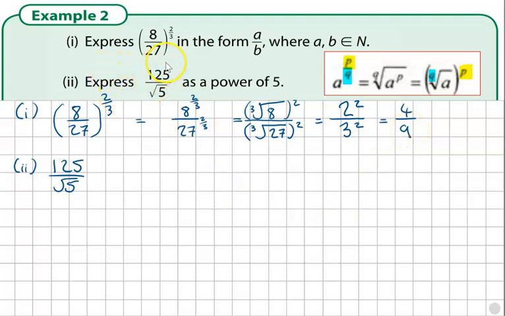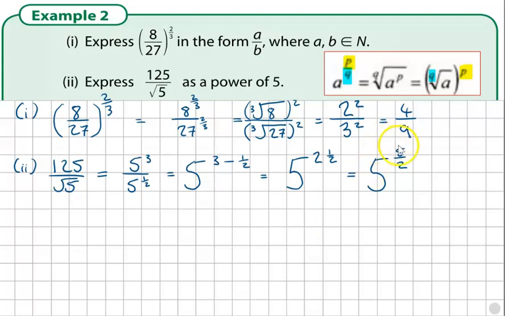Part 2, express 125 over root 5 as a power of 5. We want to rewrite 125 as 5 to the power of something, so we rewrite that as 5 to the power of 3, because 5 by 5 by 5 is 125. And root 5 we rewrite as 5 to the power of a half. Now we're dividing powers with the same base, so we subtract the powers. We get 5 to the power of 3 minus a half, and 3 minus a half is 2.5. So we end up with 5 to the power of 2.5. You can write that as 5 over 2 instead if you want, so 5 to the power of 5 over 2.